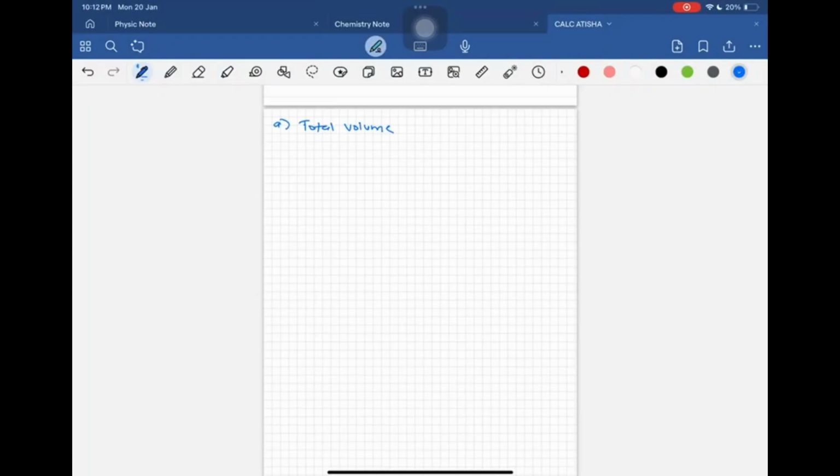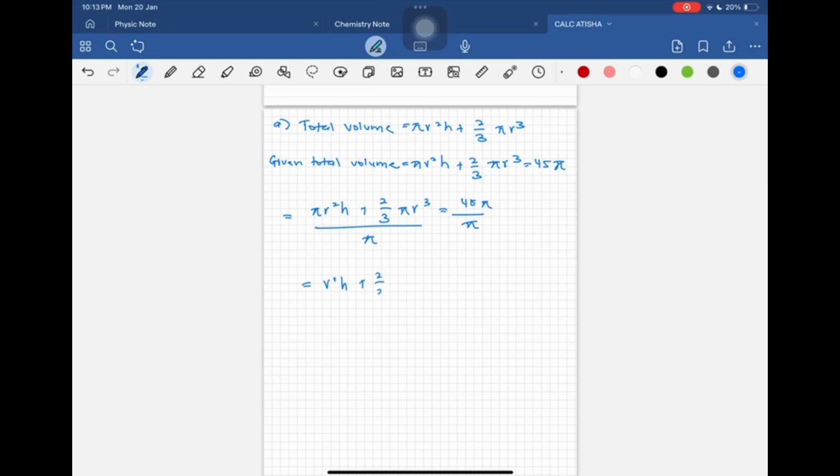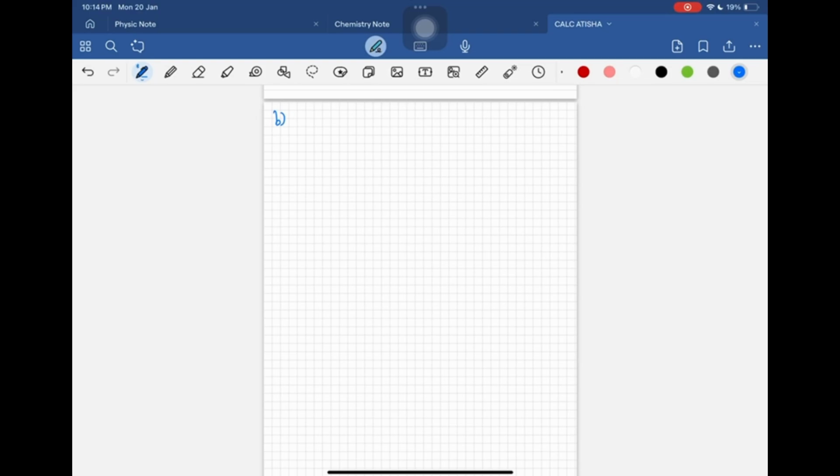In question 2a, we express the height of the cylinder in terms of the radius, using the total volume of the container, which is 45 pi, to derive the formula h equals 45 over r squared minus 2r over 3.